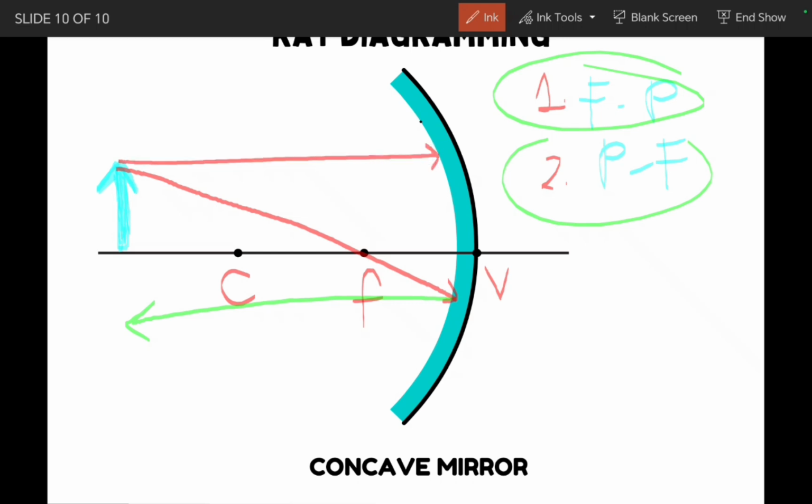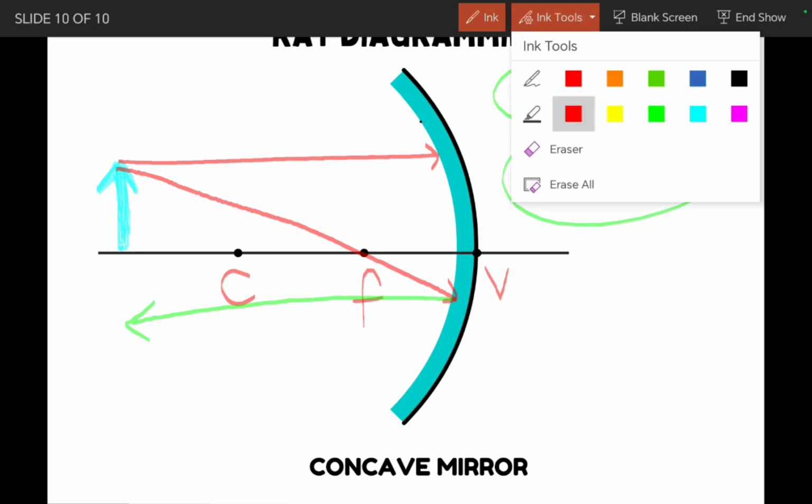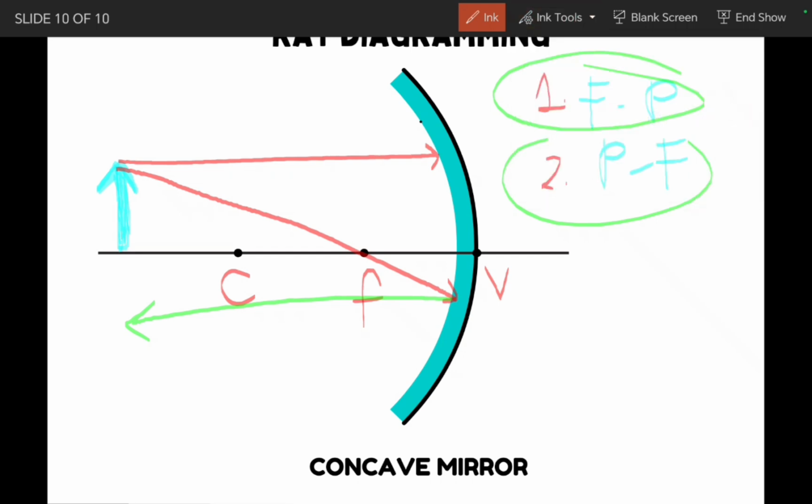The reflected rays will go directly to the focus. We'll follow the path of the focus. So we're going to use the screen one, and ta-da! Okay, did our reflected rays converge? Yes! Okay, so they converge in this area.